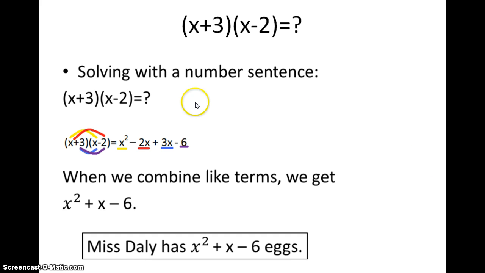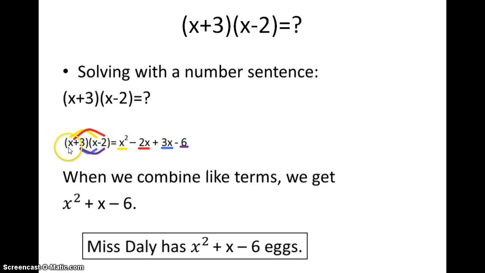So if we put that in a number sentence, we have our unknown plus 3 cartons and our unknown minus 2 eggs in each. x plus 3 times x minus 2. So let's FOIL this out. You can see FOIL, F, our first numbers, x times x in the yellow gives us x squared.